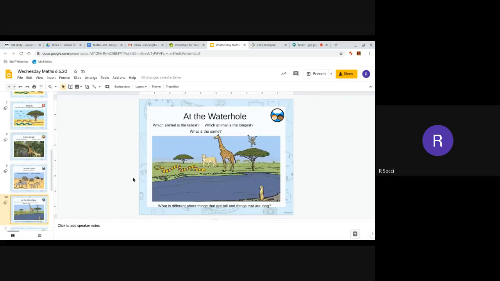Okay, here we have a snake. I think that's a lion, a giraffe, a monkey, and a meerkat. Out of all of these animals, I want you to write down which animal is the tallest. I also want you to think about and write down which animal is the longest. And think about the words I'm using. Tallest and longest. What do you think is the same? And I want you to think about what is different about the things that are tall and things that are long.